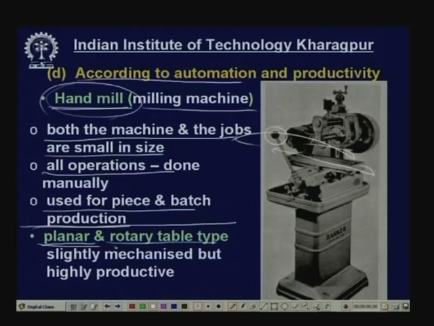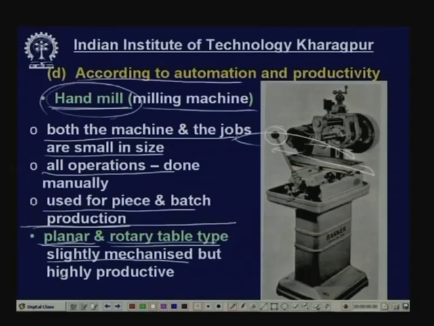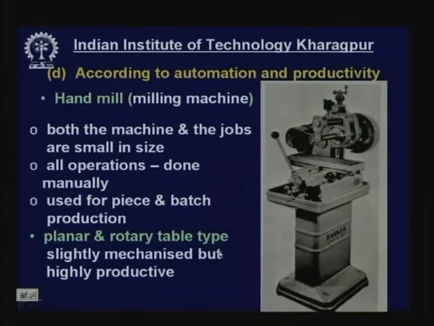Next comes planar or rotary table type. These planar and rotary table types are a little more highly productive and have a little degree of mechanization, slightly mechanized, but highly productive because of the power and the rigidity and robustness which allow large depth of cut, feed and cutting velocity that make it productive, though slow working, but it is productive.